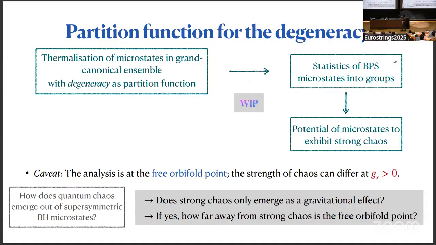And imagine that we find that there is already strong chaos at the free orbifold point, or on the contrary, that we find that there is not strong chaos at the free orbifold point. Then this will tell us something, right? It can tell us about whether strong chaos can only emerge as a gravitational effect or not. And by the way, if the answer to this question is yes, then another question that is still very relevant is how far away from strong chaos is the free orbifold point?